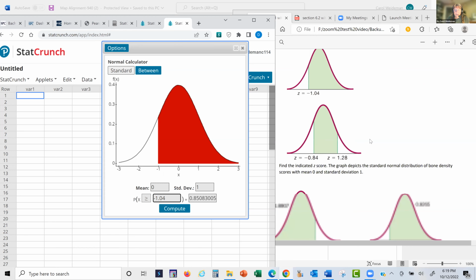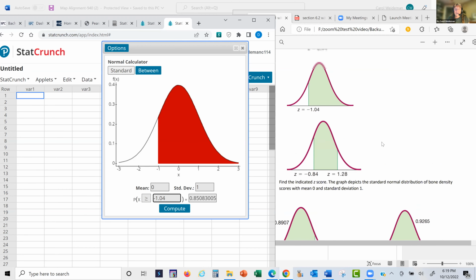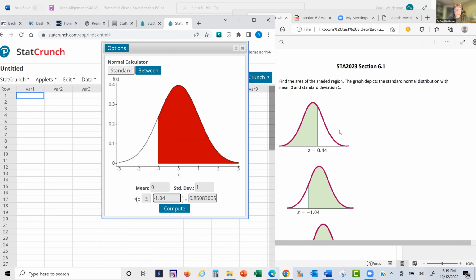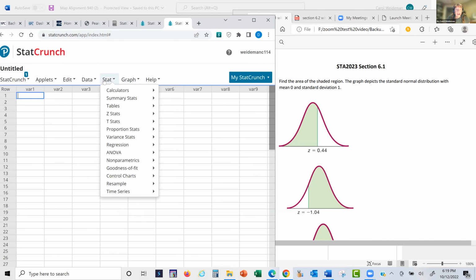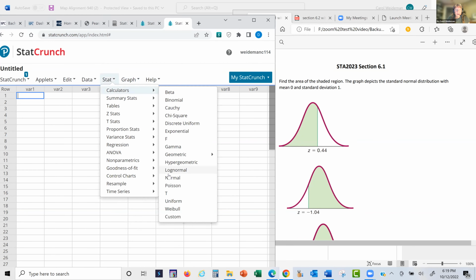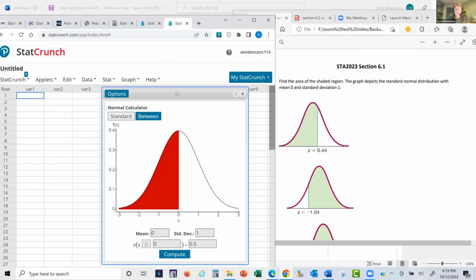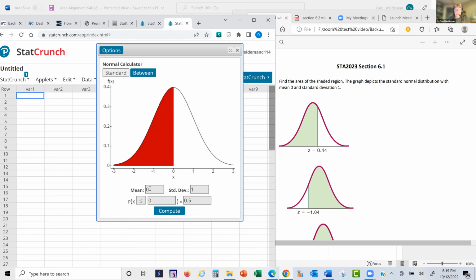Okay. Now we have a between one. So does everybody follow what we did on the first two? You're going to go to Stat, Calculator, Normal. It's going to be set up for standard normal automatically with a mean of 0 and a standard deviation of 1. You're going to work down here. If you want to find the area to the left, you're going to leave this as less than or equal to, and you're going to put in the z-score you're interested in right here. So we did 0.44, and we got 0.6700.